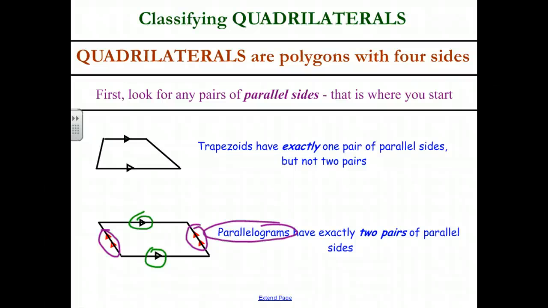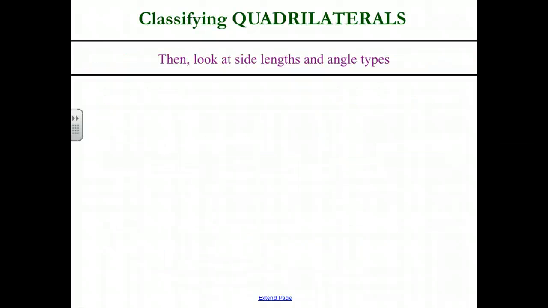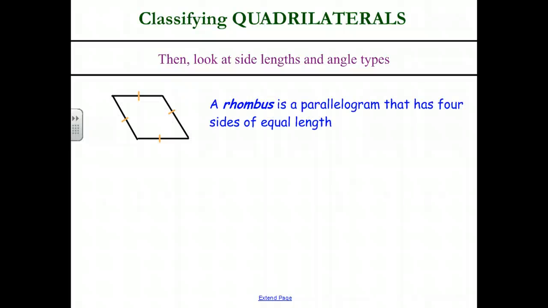Once we get past the idea of parallel sides, then we start looking at side lengths and angle types. If we just look at side lengths, a quadrilateral that just has two sides that are equal doesn't really indicate anything at all. What we're looking for is perhaps four sides that are equal. If it is a parallelogram with four equal sides, we call it a rhombus. It doesn't have to have square corners. It can have any angles that we want it to have. But a parallelogram that has four sides, all of equal length, is called a rhombus.